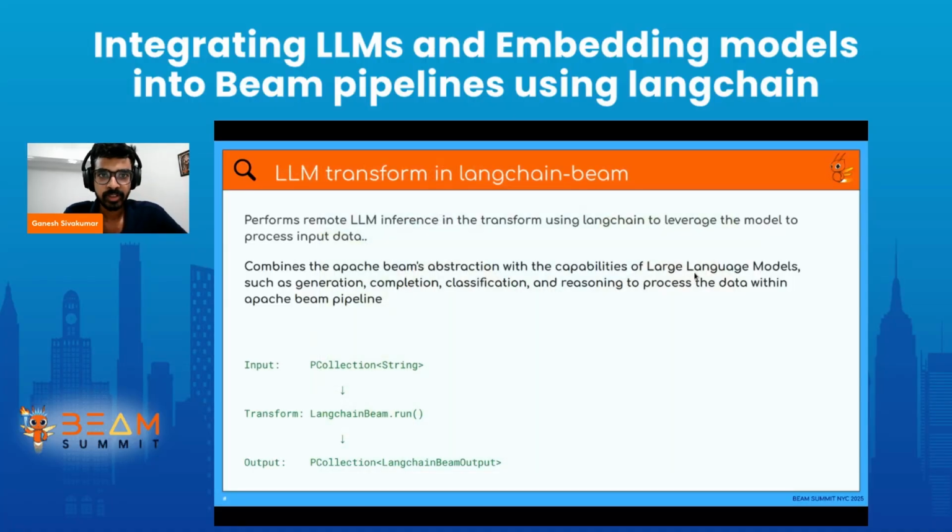So now I will introduce the Langchain-Beam library. Basically, it is an open source library that provides transforms for integrating models into the Beam pipeline. The first transform is an LLM transform. The transform provides abstractions to integrate various models and model providers like OpenAI and Anthropic into the transform and leverage the model for processing the data.